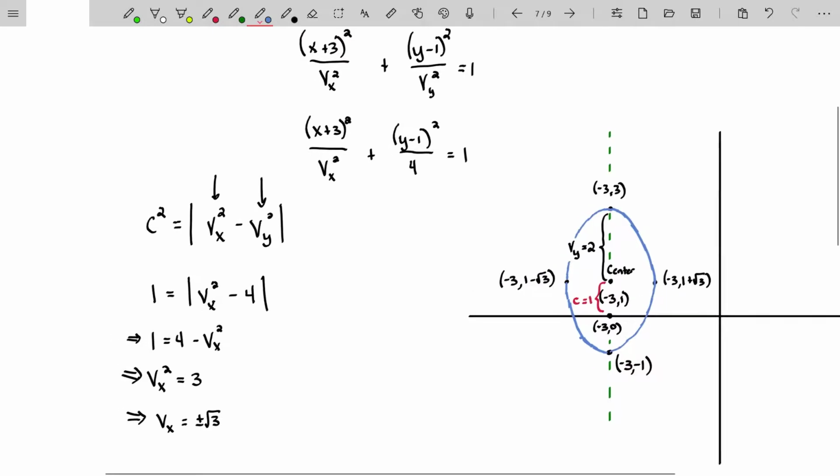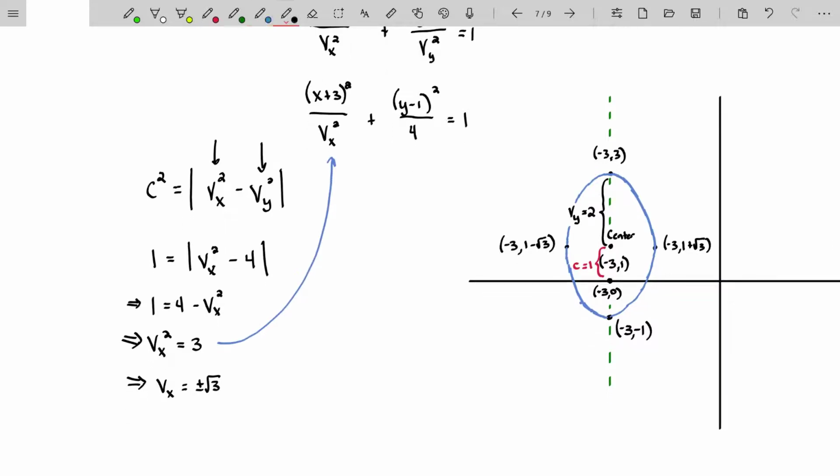All right, so there's the graph, and finishing out the equation, remember vₓ² is 3. So I will take that value and plug it into the equation, and I'll be completely done. (x + 3)² over 3 plus (y − 1)² over 4 is equal to 1.